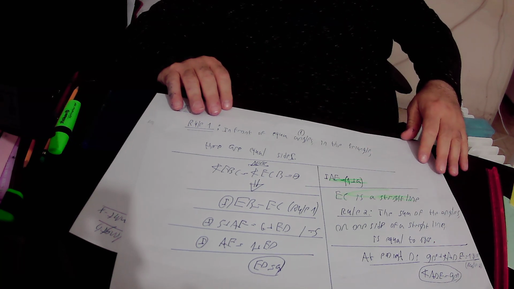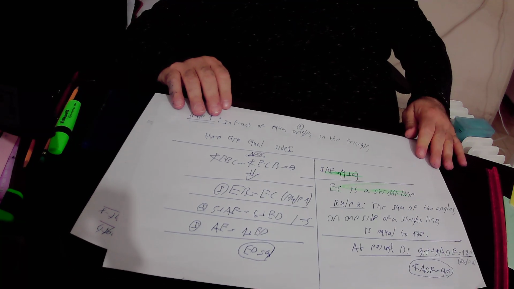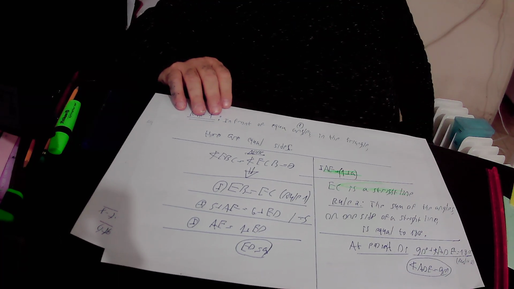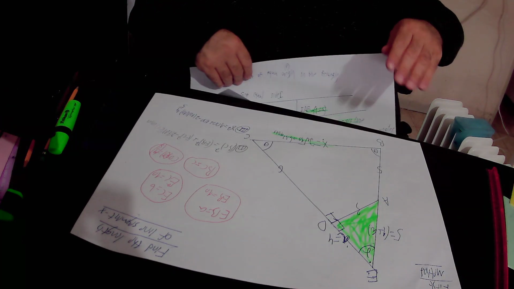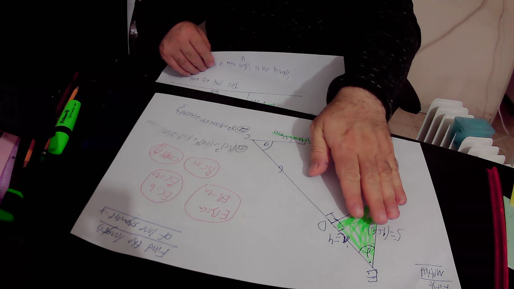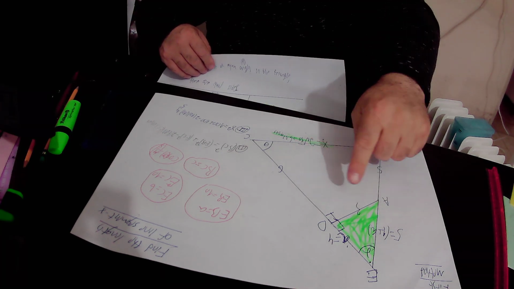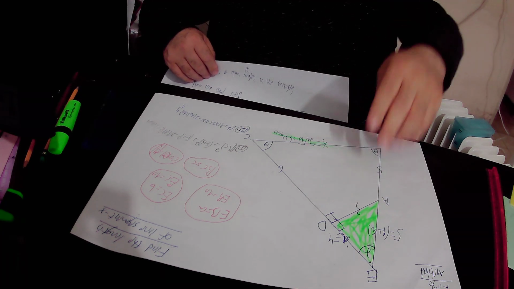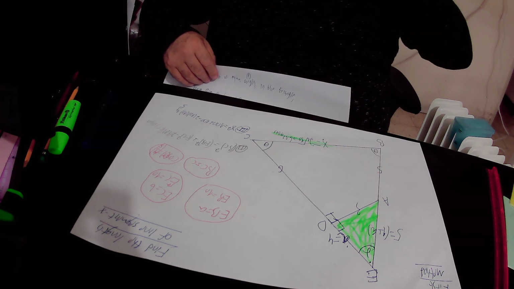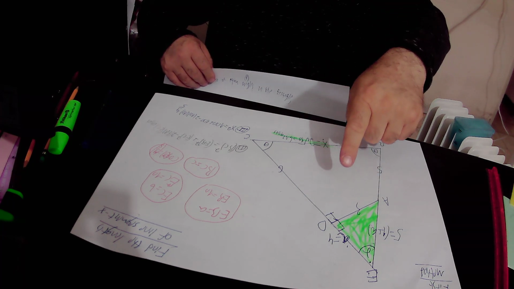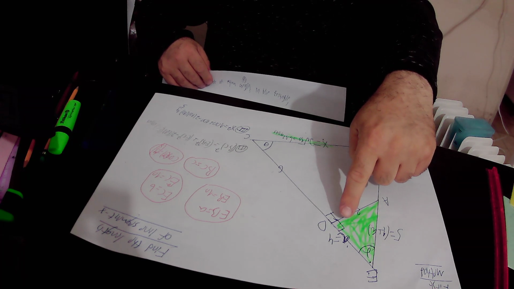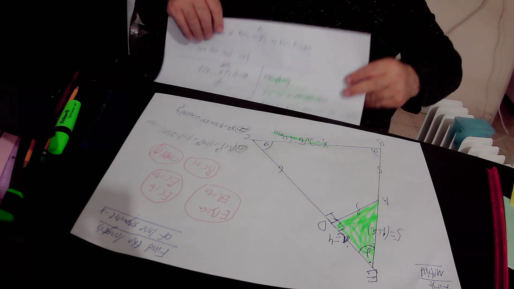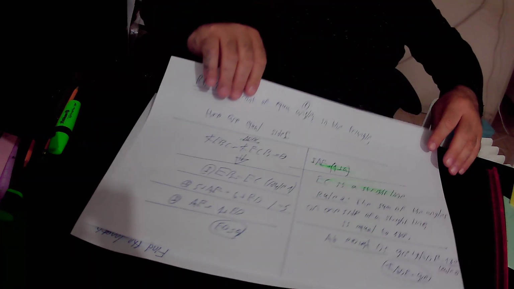Then I presented to you rule number 2. According to rule number 2, the sum of the angles on one side of a straight line is equal to 180 degrees. So actually, if you focus on this side of the straight line EC at point D, then the sum of the angles here must be equal to 180 degrees. So which angles do we have here? We have here 90 degrees plus angle ADE. In total, they must be equal to 180 degrees according to rule number 2.